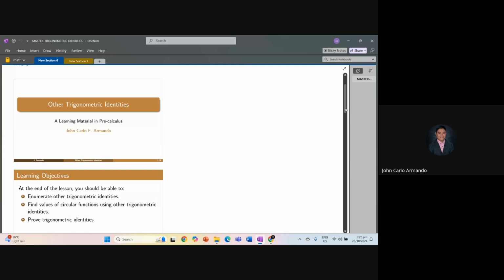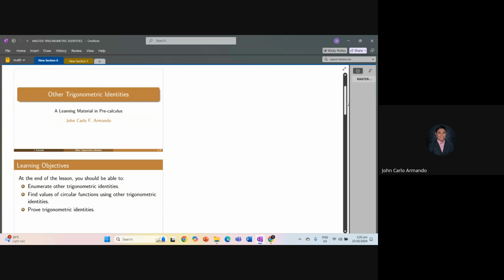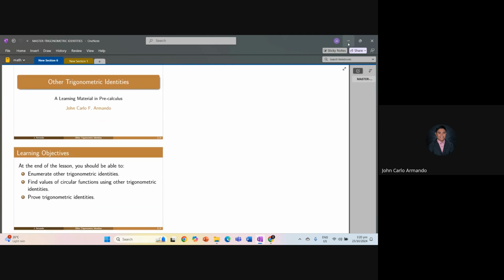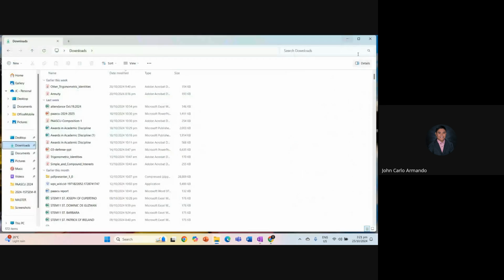So these are other trigonometric identities. As you can see in our lesson last time or earlier, there's only one angle involved. Let's say angle theta, angle A, angle alpha. But in this lesson, at least two angles are involved, or maybe one or two angles are involved. How are we going to do that?